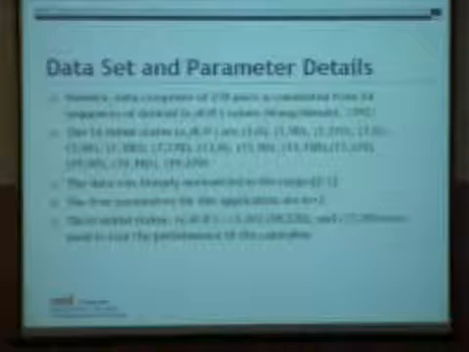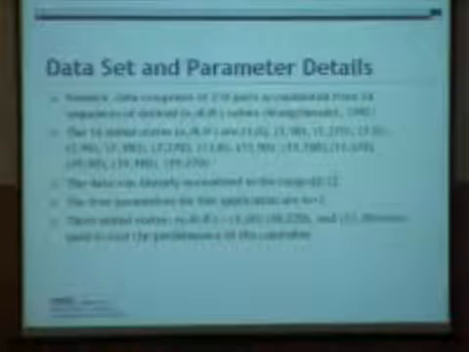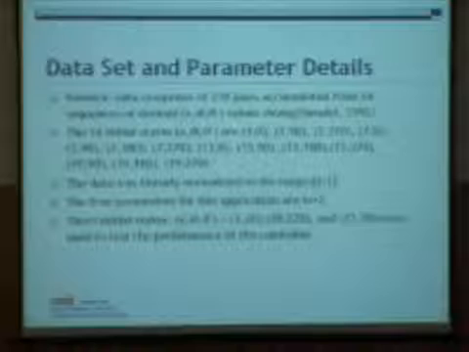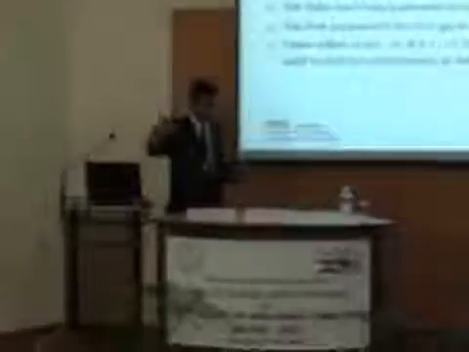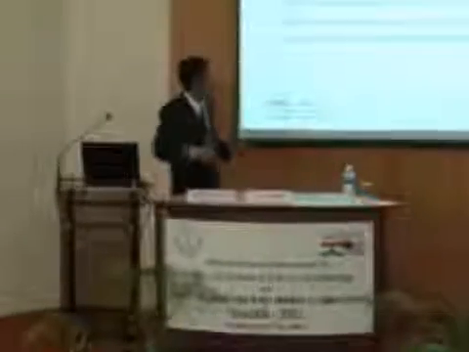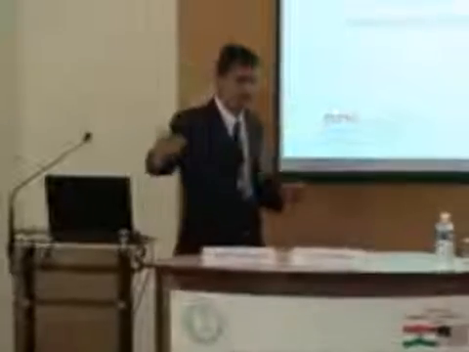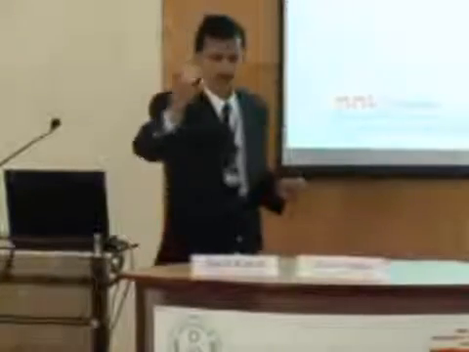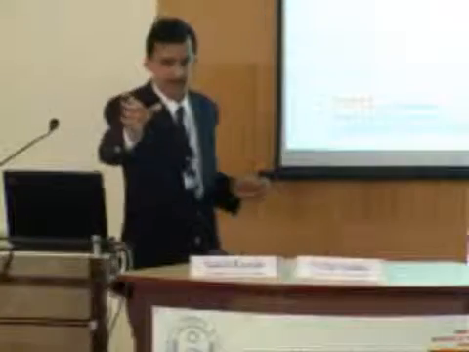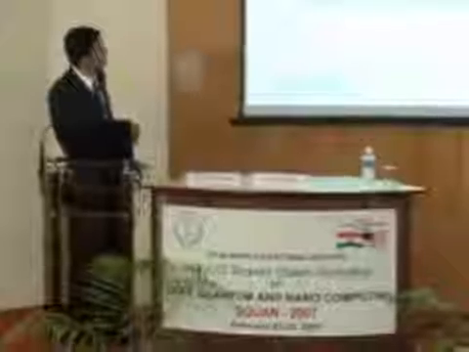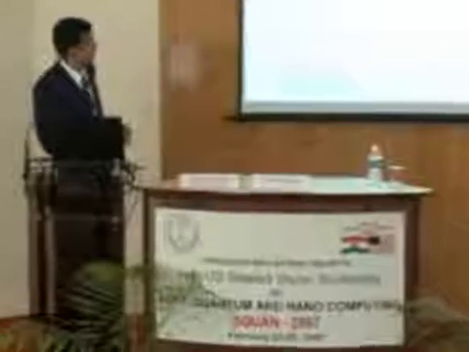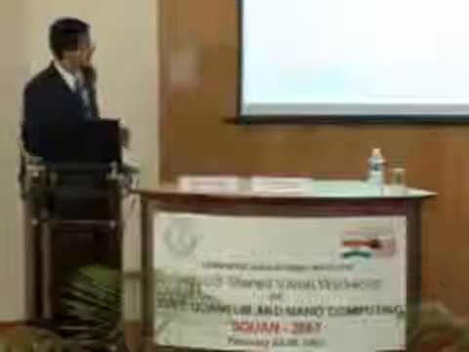Now the data set comprises 238 pairs which are accumulated from 14 sequences. Now there are 14 sequences of backing up. This is published in Wang and Mendel's paper, so the data is available in the Wang-Mendel 1992 publication. And there are 14 sequences where the truck backs up to the loading dock. That gives us 238 pairs of data. You can train the system on 238 pairs of data. There are 14 initial states and they are given here. And the parameters, I'll skip over this.